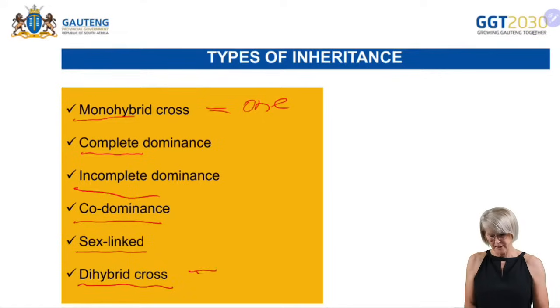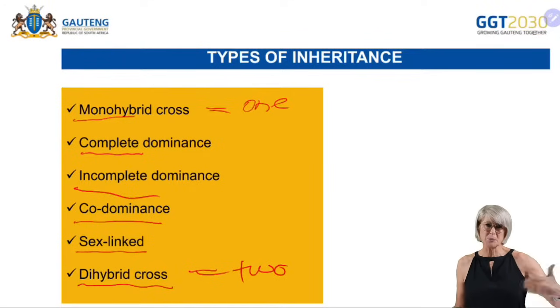And remember, di equals 2. So it's important to know the difference between monohybrid and dihybrid. You won't be given a dihybrid cross to do in the exam, but you could be given the results of a dihybrid cross, and they can then ask you questions on it, and maybe even ask you what type of cross it is. So remember, when we're looking at two characteristics, it's a dihybrid cross. When we're looking at one characteristic, it's a monohybrid cross.